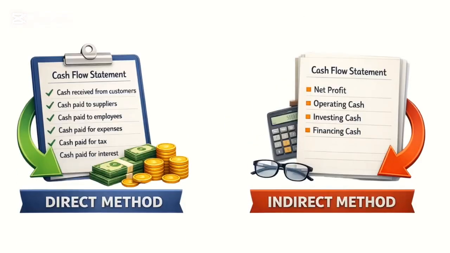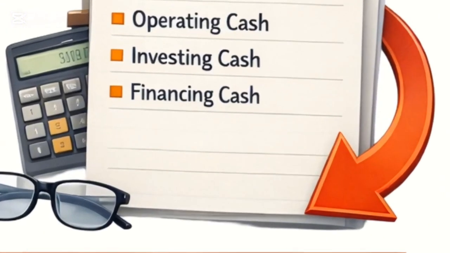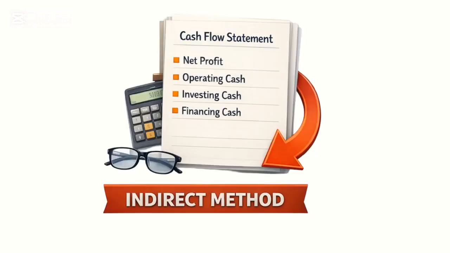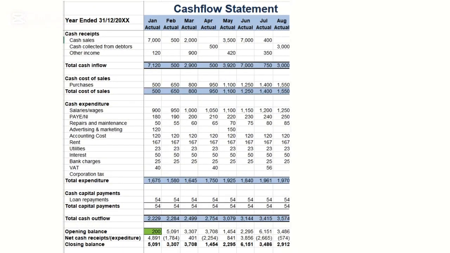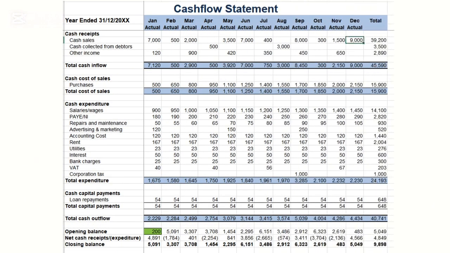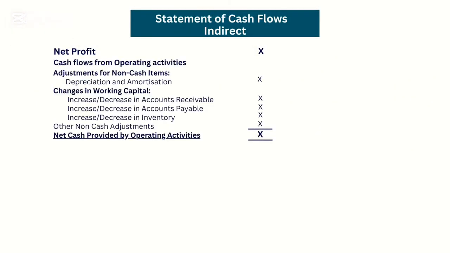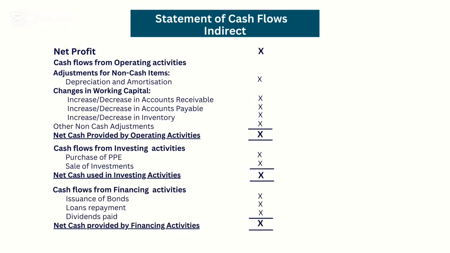Now that we understand the three sections of the statement of cash flows, operating, investing, and financing, we're going to look at the two ways they can be presented, the direct method and the indirect method. Both methods calculate the same number. The difference is how we get there. The direct method starts with actual cash received and cash paid. The indirect method starts with profit and then adjusts for non-cash items and working capital changes. In the end, we arrive at the same cash flow, just via a different route.